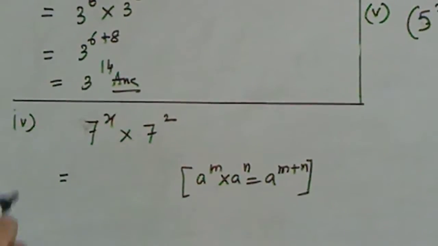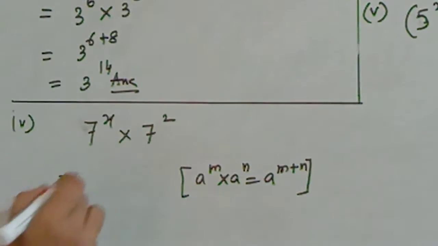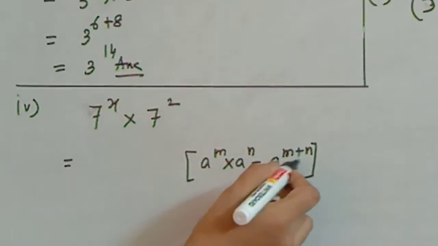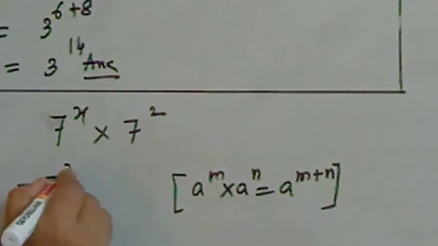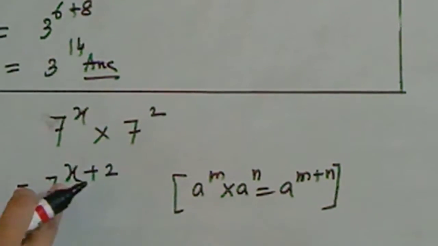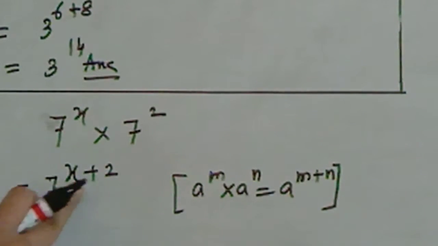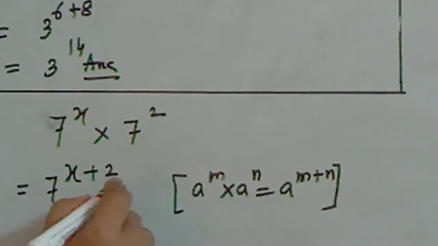Next, question number 4, 7 to the power x into 7 to the power 2. Bases are same, powers are different, multiplication sign. So powers will be added. You will write the law here. 7 to the power x plus 2. You are not able to add these because one is a variable and one is a number, that is a constant. So you have to leave the sum here.